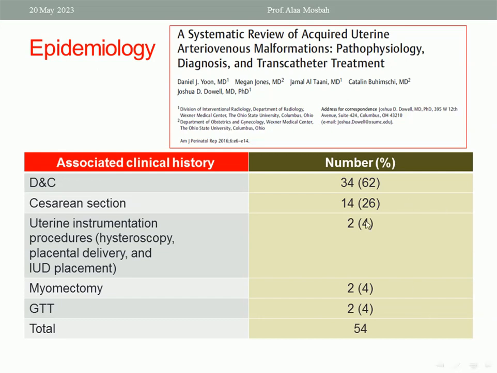So the published cases in this systematic review were 54, and the risk factors in this table tell you something, that the occurrence of D&C as a risk factor was the highest, 62%, cesarean section 26%. This is the associated clinical history of these cases with arteriovenous malformation. This is alarming for us.